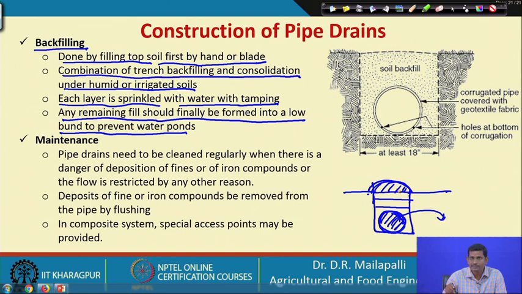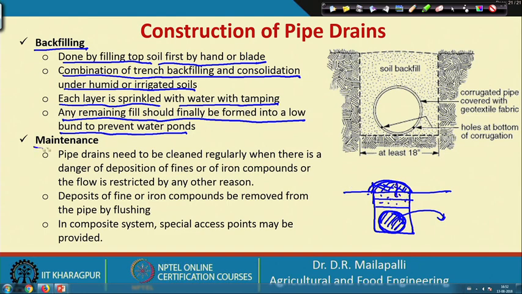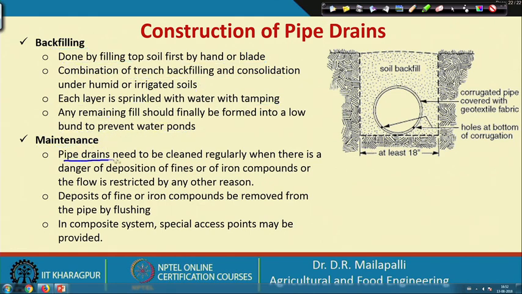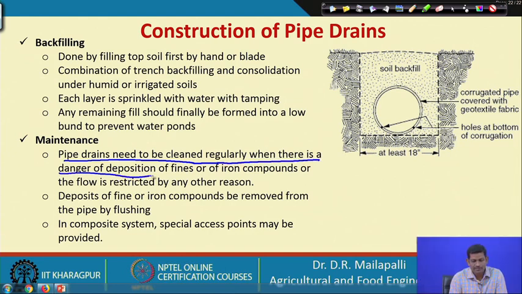So, what happens in the future? This will help in adjusting the soil because it will be compacted anyway in the future. So, this will go down again. Now, the maintenance: the pipe drains need to be cleaned regularly when there is a danger of deposition of fines or iron compounds, or the flow is restricted by any other reason.